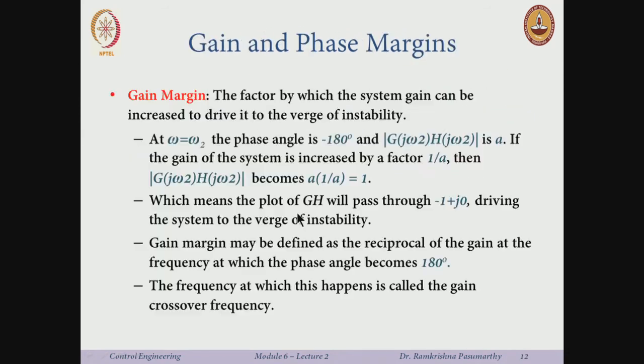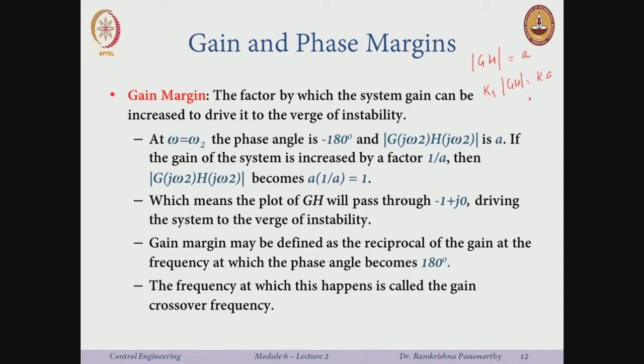The phase angle is -180 degrees and the magnitude of g times h is A. Now, I will just not use this omega 2. So, g times h is A, and I can add some gain. So, there will be k1 multiplied by g times h, which would be k1 times A.